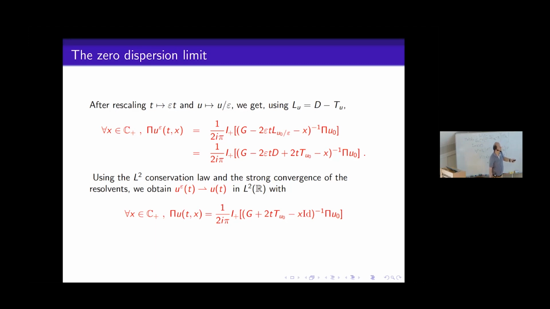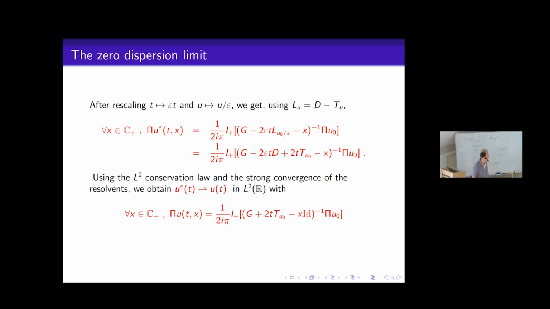But remember, L_u is 1 over i d/dx minus T_u. So if you put epsilon t, L of u0 over epsilon, there will be two terms: this term, epsilon t d/dx, and this term where there is a cancellation, epsilon times 1 over epsilon, which gives you T_u0. Aha! But now, when epsilon goes to 0, it's not a big deal to prove that this resolvent converges strongly to the resolvent with epsilon equals 0. And in fact, it's possible to pass to the limit inside the formula, and this gives you the limit for Π u(t,x).